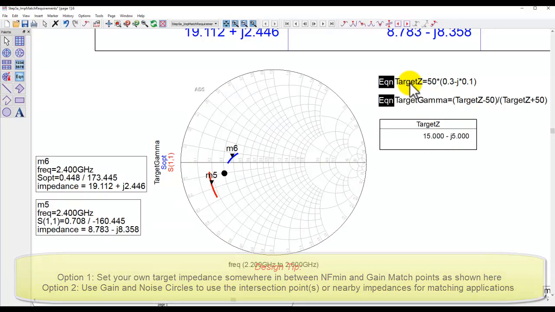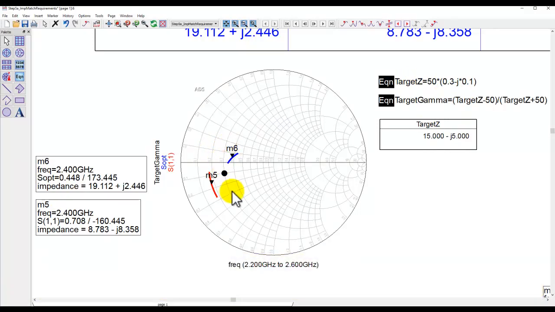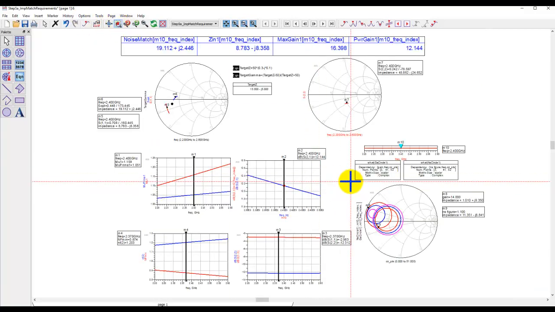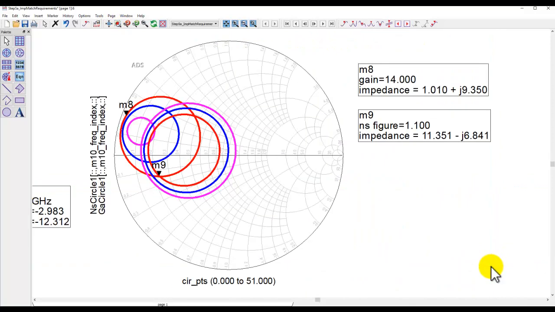I just decided the target gamma, and you can see this is the 0.3 constant resistance circle. This is minus 0.1 point, and I want to be here. So I just define that in a new equation and renormalize it to 50 ohm. Then I calculate the target gamma using the simple formula which we all read in our undergraduate days. That's your target impedance, which might give you the midway point. That's approach number one.